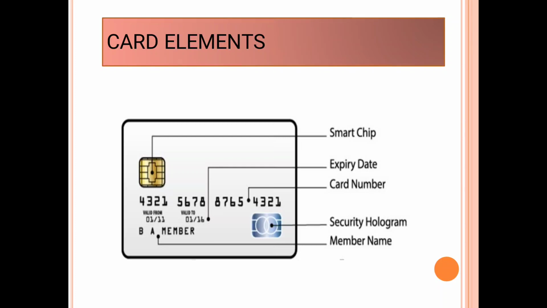The elements of card are given below in the picture. First, in golden color is a smart chip. The numbers written in the card are the card numbers. Below the card number, the expiry date is written. A blue shiny sticker is a security hologram. At last, under the expiry date, member name is written.